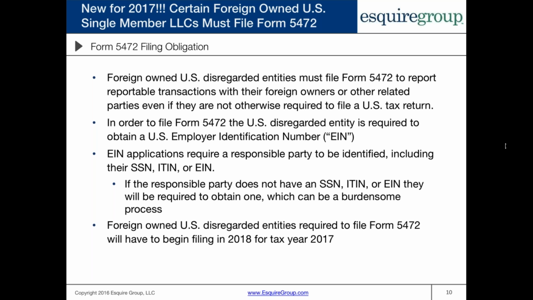Getting ITINs and EINs can be a burdensome process, so if you know you're going to have a 5472 filing requirement, or better said, the LLC you own is going to have a 5472 filing requirement, it would probably be advisable to start the process of getting your taxpayer identification number. Now, the Form 5472 filing requirement, as stated, is new for 2017. That means that the first 5472s are going to have to be filed in 2018 for tax year 2017.